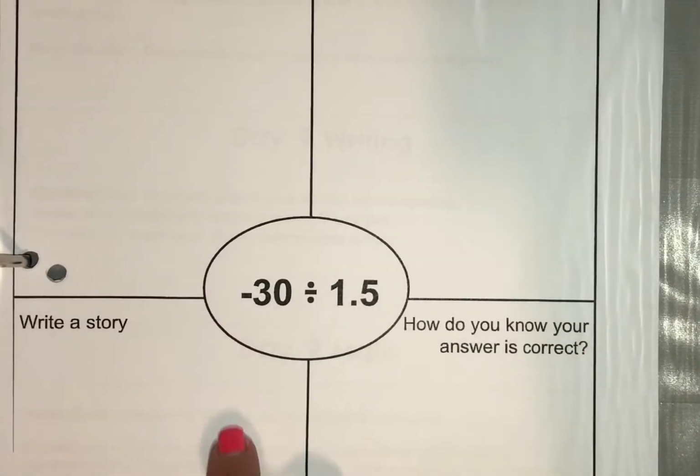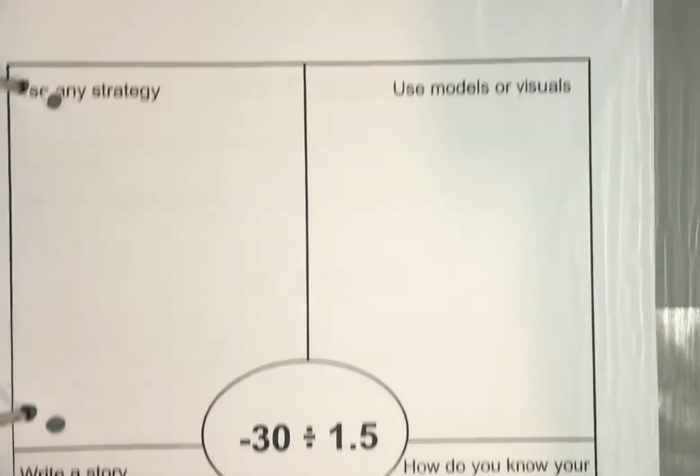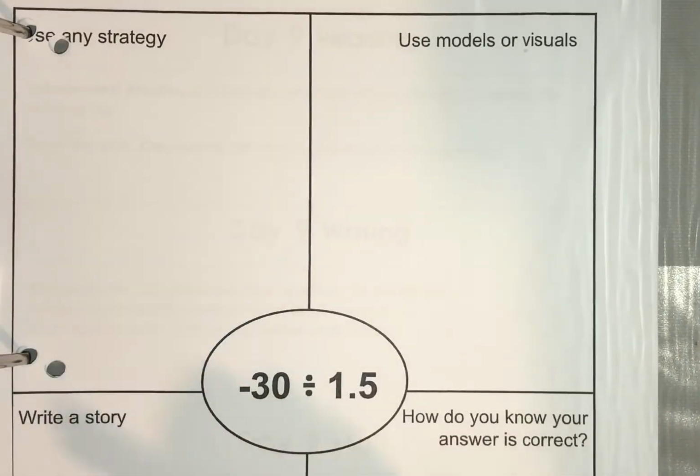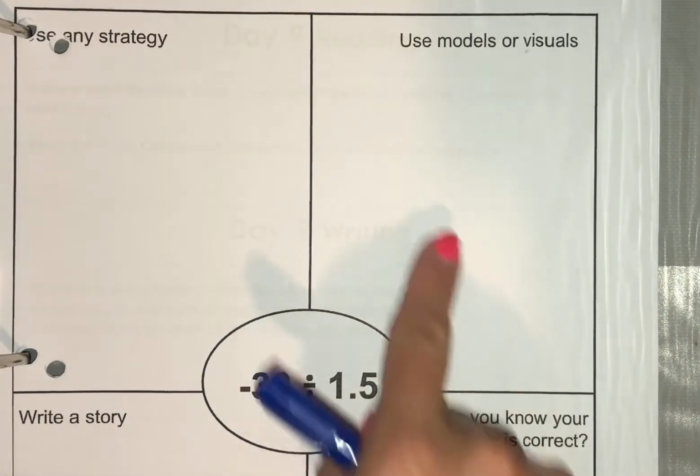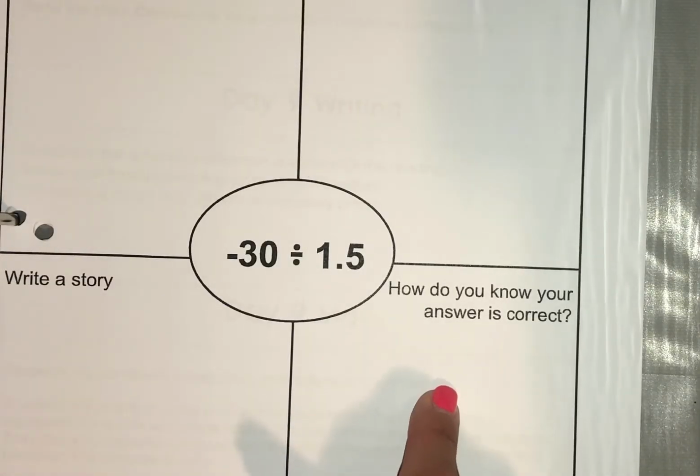And your last one, you have negative 30 divided by 1.5. Again, pick a strategy. You can use models or visuals. Write a story about it. Give me a few sentences. How could you explain this? And then how do we know our answer is correct?